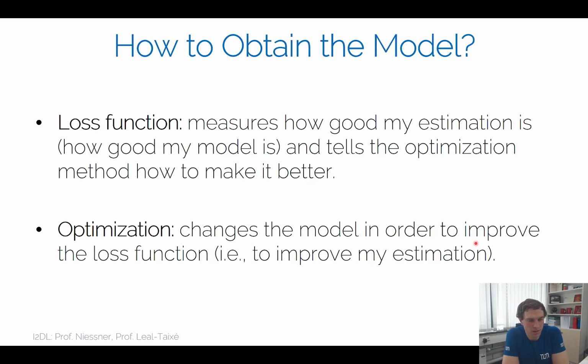Okay, so if we're formalizing this very quickly, we have a loss function. The loss function measures the goodness of the estimation that we're having with the current model, like how good is my model right now. And the loss function can then be taken into account by the optimization in order to make the predictions better, in order to optimize for better model parameters theta, right? So the optimization then changes the model in order to improve the estimates, in order to minimize the loss.